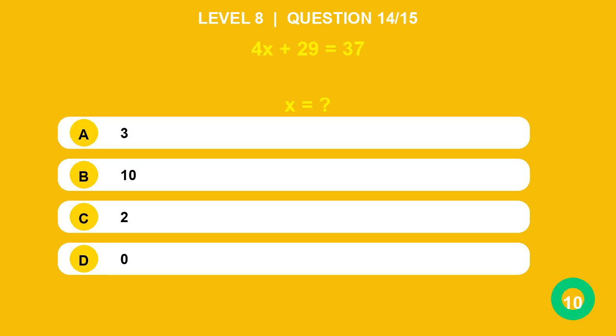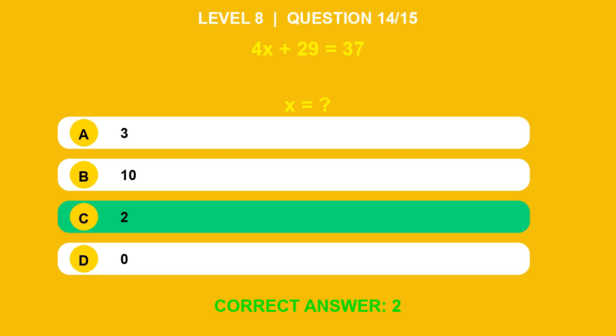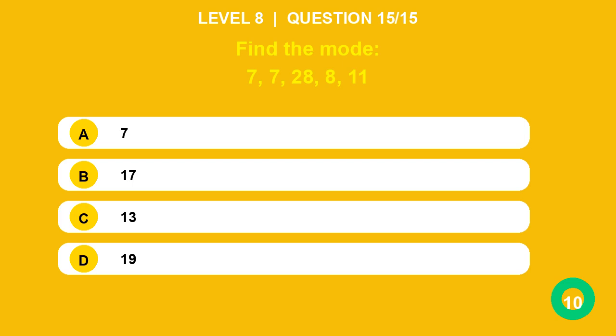4x plus 29 equals 37. X equals? Answer is 2. Find the mode. 7, 7, 28, 8, 11. Answer is 7.